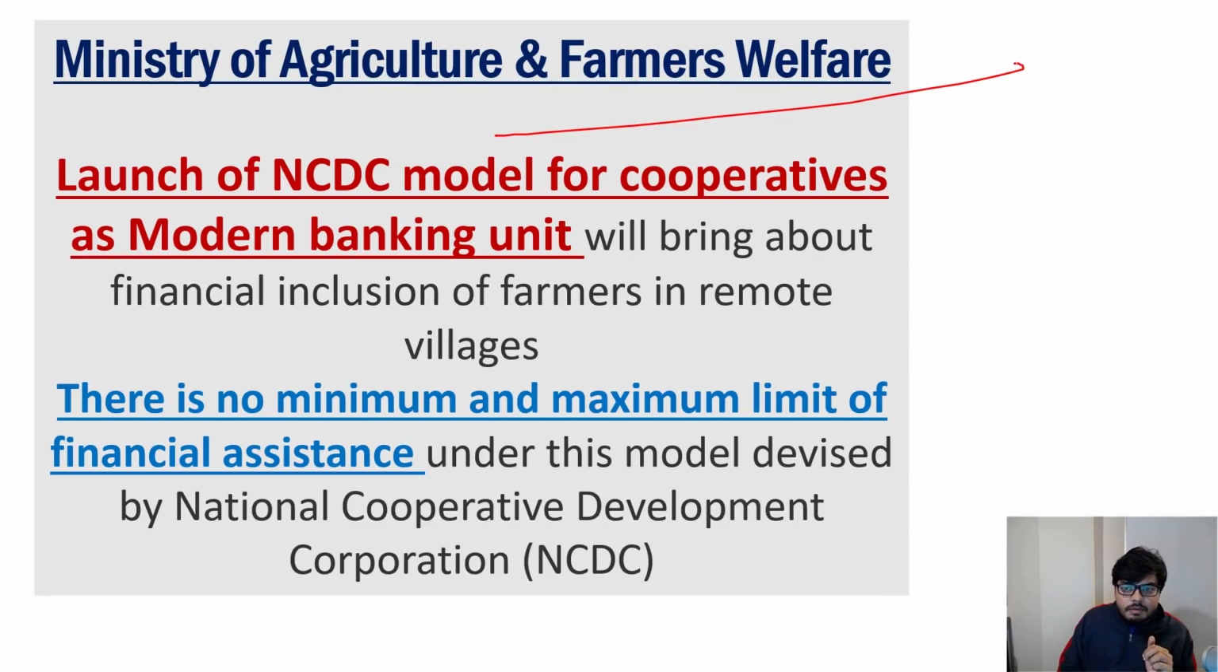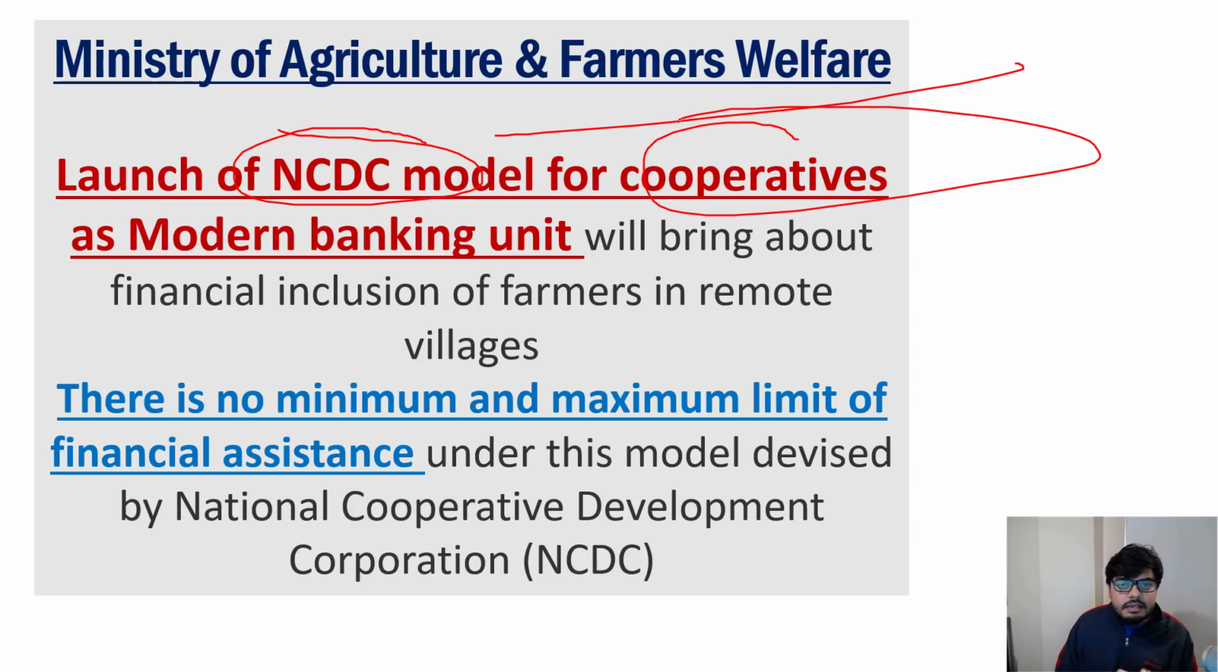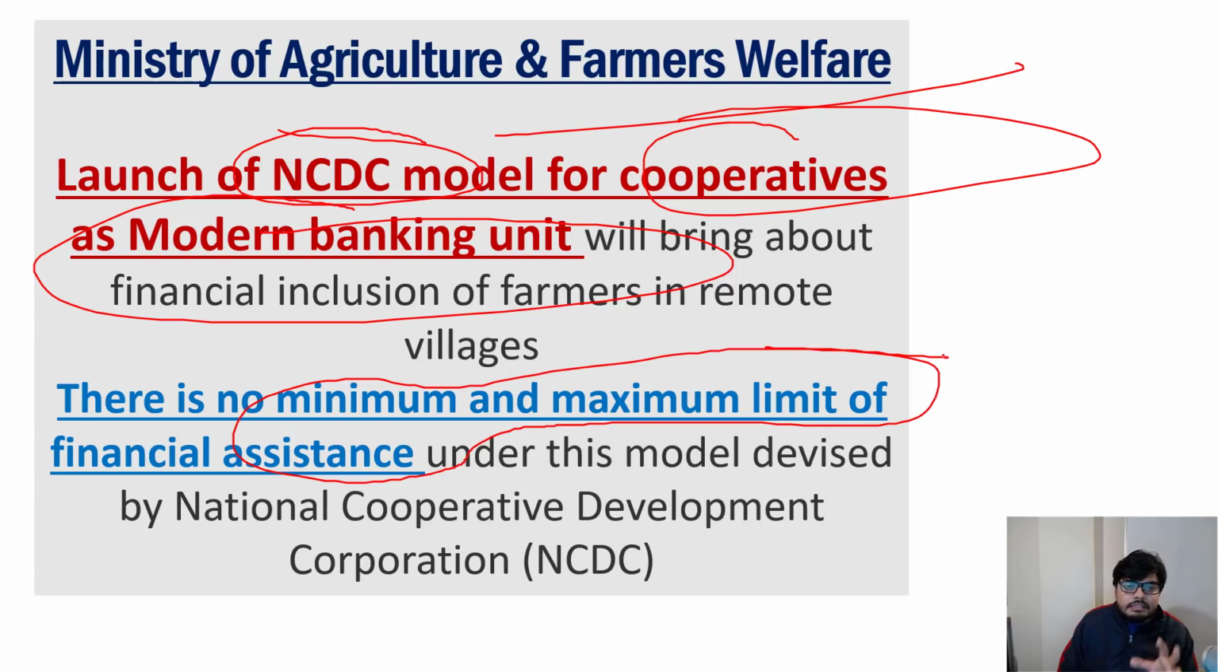Next, Ministry of Agriculture and Farmer Welfare data is there, that they are developing the NCDC. They launched the NCDC model for the cooperatives. You see, cooperative banks are there in the villages and small towns, and they give institutional credit to these farmers on very low interest rates, and these are very helpful things for farmers. And now they are saying that these cooperatives are not up to the standard and they are not working as mainframe bank entities, so we need to convert them into modern banking units. So for that, the NCDC model is introduced, and now there is no minimum or maximum limit of financial assistance under this NCDC model, and this is going to be the National Cooperative Development Corporation.